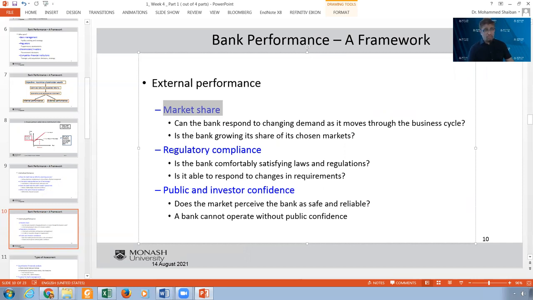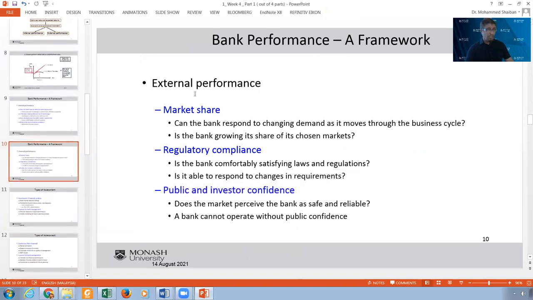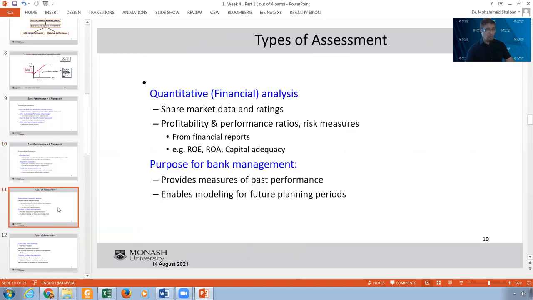There is a qualitative one, which is regulatory compliance, how we are complying with the regulations. And the most important thing is actually confidence, as I told you, we are operating in something called a trust economy. So we want to see how we are doing, how the others are looking at us. Because it's very easy, if our image goes down in front of the regulators or the public, every depositor will come and withdraw their money, and nobody will even come and take loans from us. So this is also the external performance. So now we are talking about internal and external within this framework.